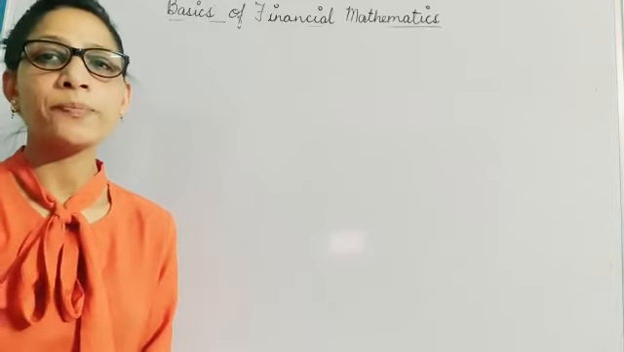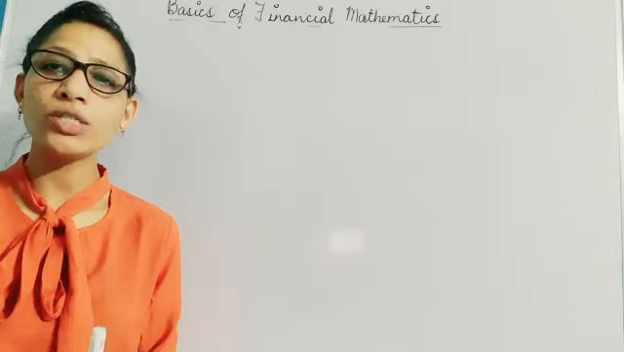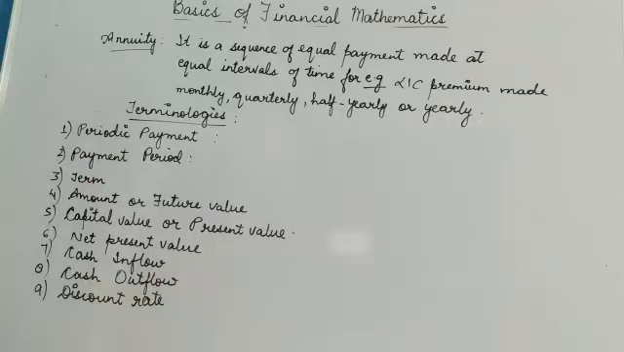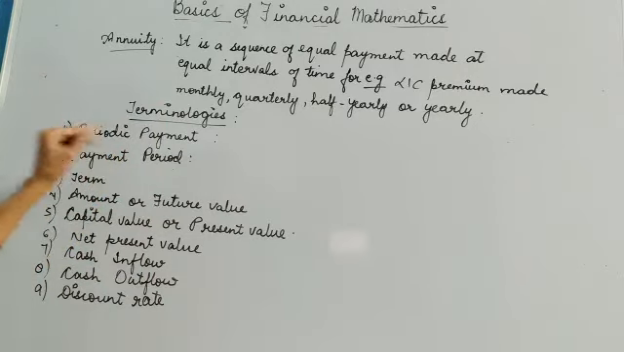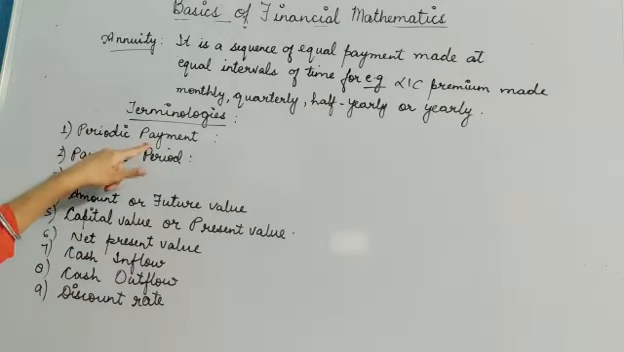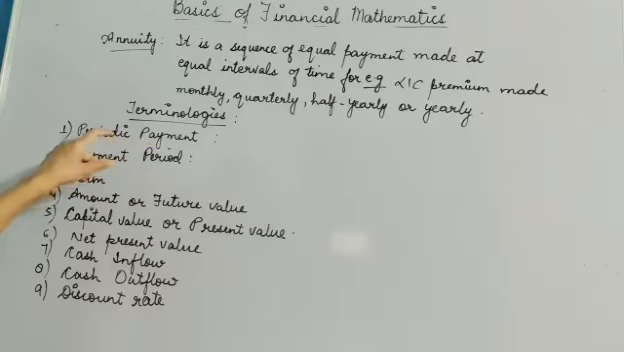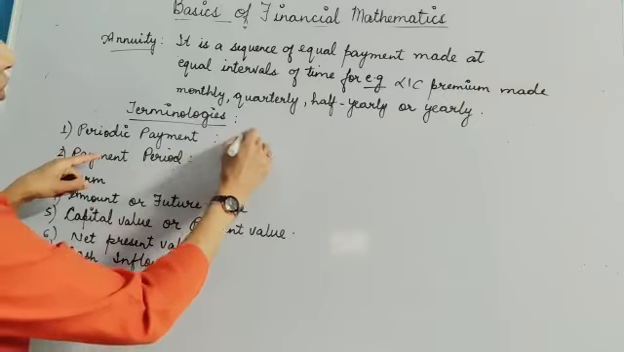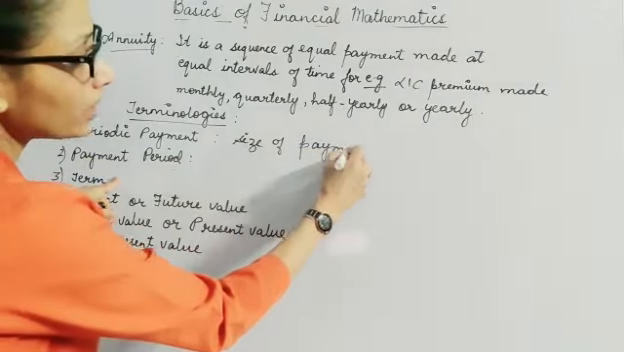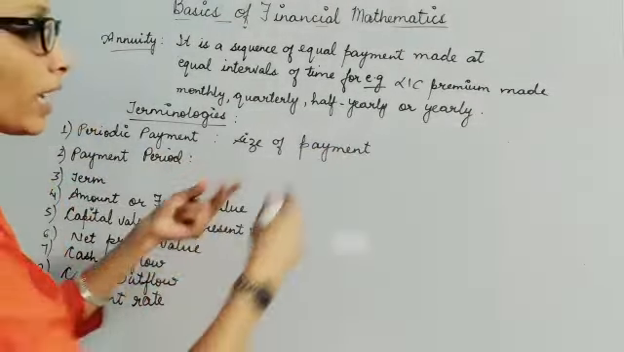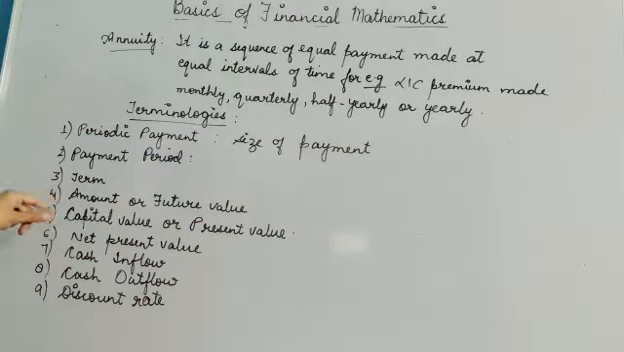known as annuity. Now let's discuss some of the terminologies related to annuity. These are the various terminologies which we use in basics of financial mathematics when we use annuity. First of all, it is periodic payment. The size of each payment of an annuity is called periodic payment. Size of payment means the amount which you are paying annually is your periodic payment.